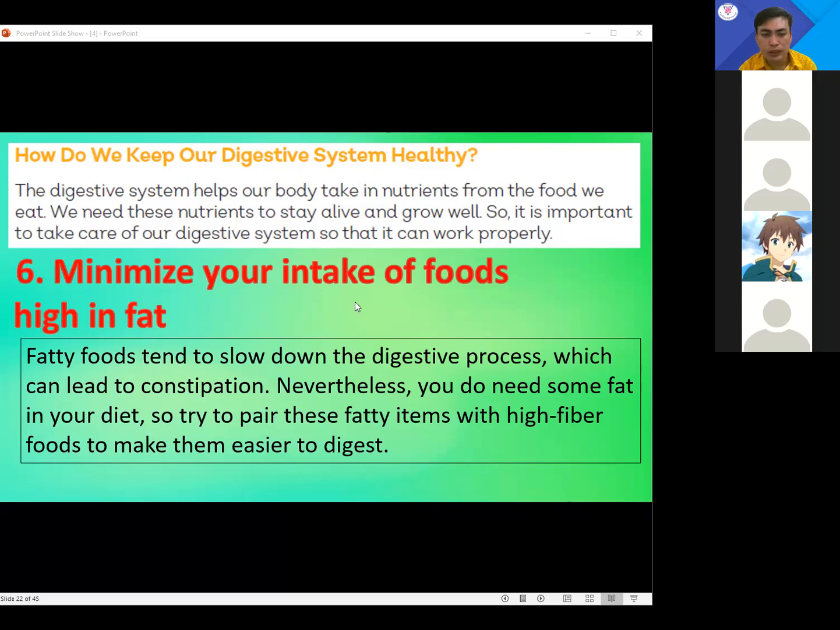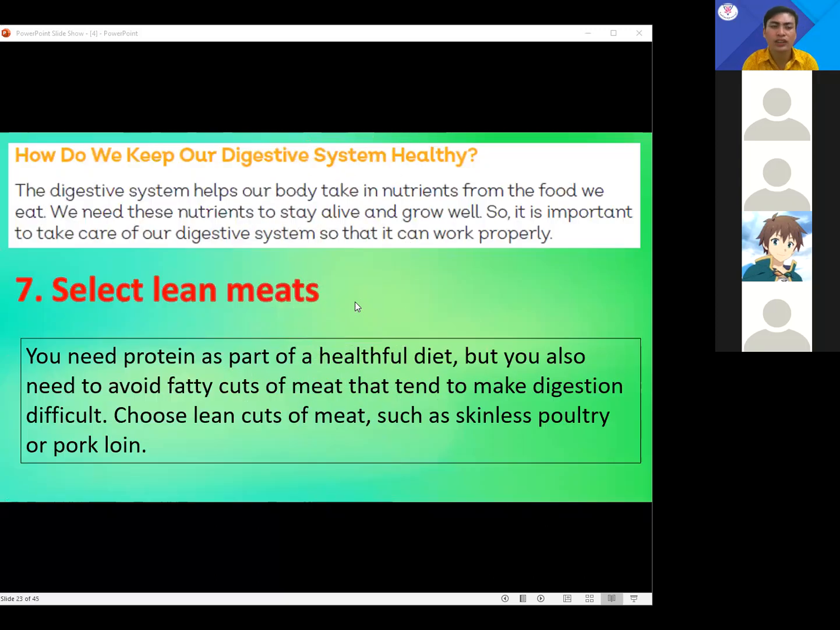Next, we have number seven. Select lean meats. Okay, so if you go to the market to buy meat, you can see the white thing, right? When you buy meat, have you seen this white thing? If you go to the meat section in the supermarket, you can see meat like pork, beef, or chicken, and all of that. Try to select the meat that doesn't have the white thing, doesn't have a lot of fat, because these fats are not good for our body.